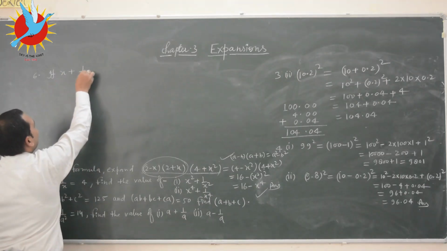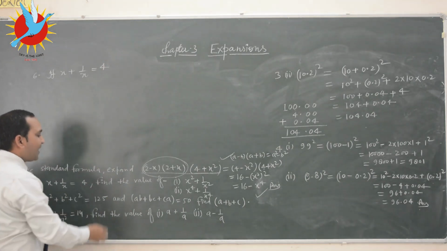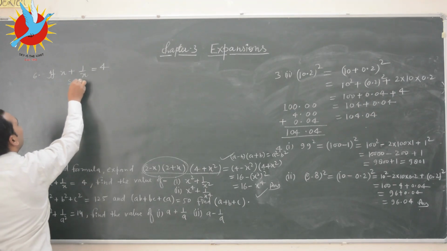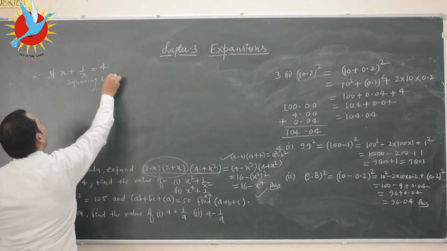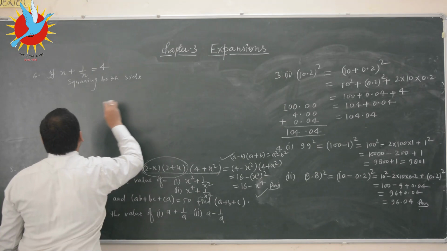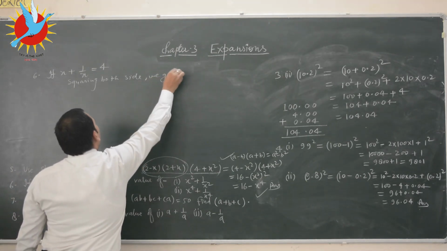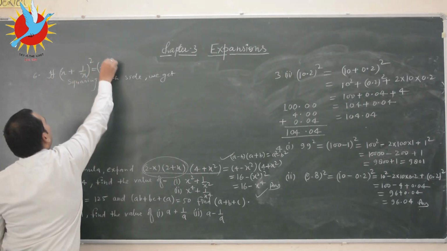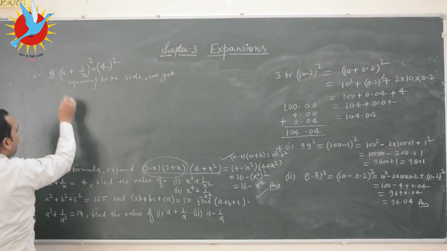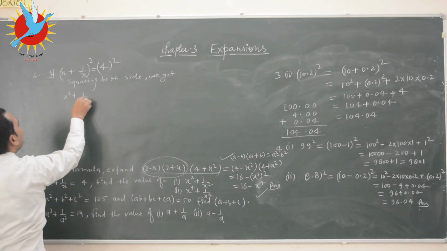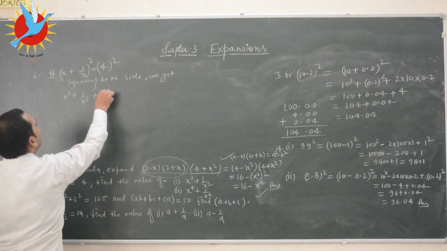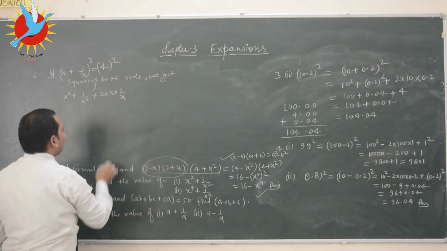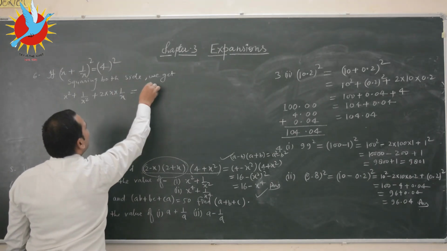Next question: if x plus 1 upon x is equal to 4, then we have to find the value of x square plus 1 upon x square. So squaring both sides, the value will be a square plus b square plus 2ab. A is x and b is 1 upon x, which is equal to 4 square, means 16.